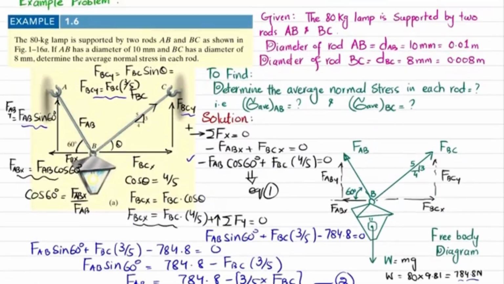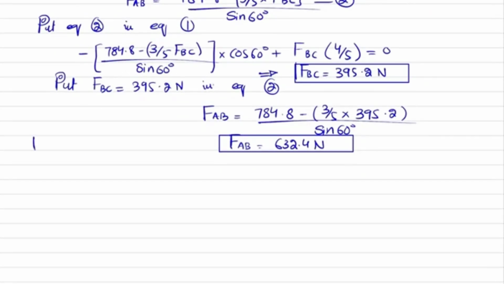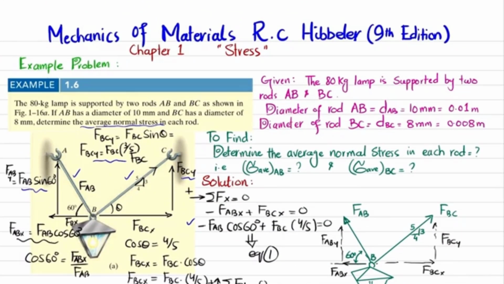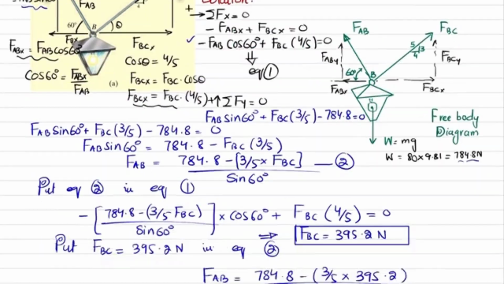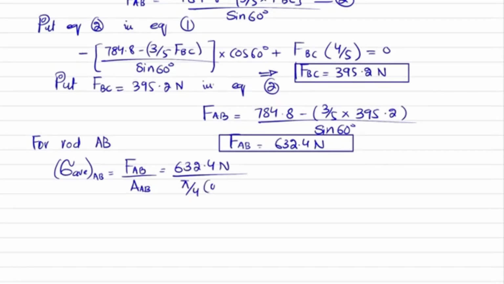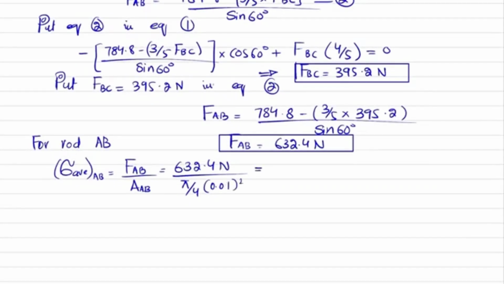So we will go towards the average normal stress in each rod. Since rod AB and BC both are in tension, for rod AB, average normal stress will be equal to force in rod AB divided by area of AB. Force in rod AB is 632.4 Newton and diameter of rod AB is given as 0.01 meter. So pi by 4 d square. Diameter is 0.01, not 0.001, so pi by 4 times 0.01 square. When you solve this, you will get the average normal stress in rod AB as 8.05 megapascal.